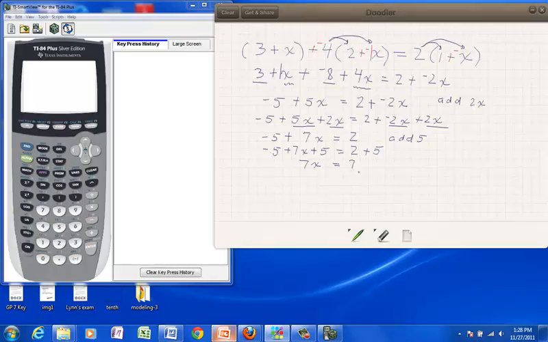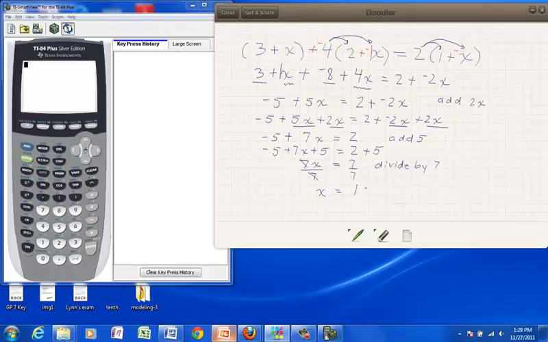Now many of you will be able to see what the answer is, but if we want to actually write the step, the next step is to divide by 7. Seven is the coefficient of x. And so x is equal to 1.